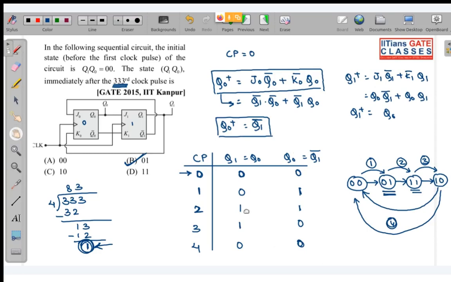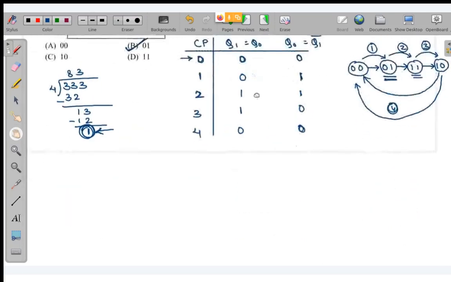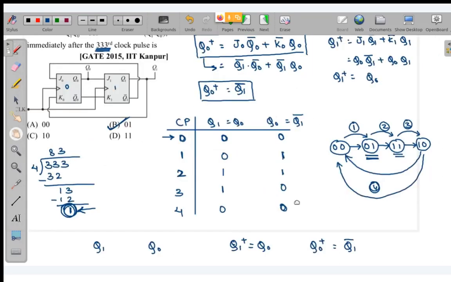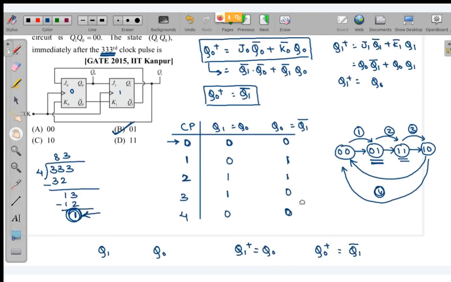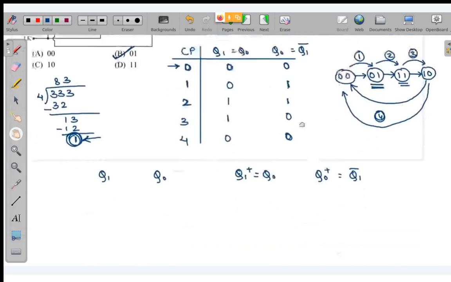So this was the shortcut way. If you are not understanding this one, then you have your long way of doing. So Q1 plus was equal to Q naught, and Q naught plus equal to Q1 complement. Let me check. Q1 is equal to, okay, fine.